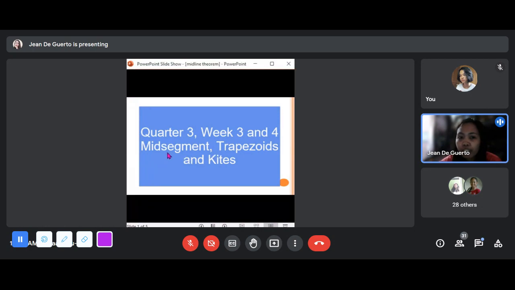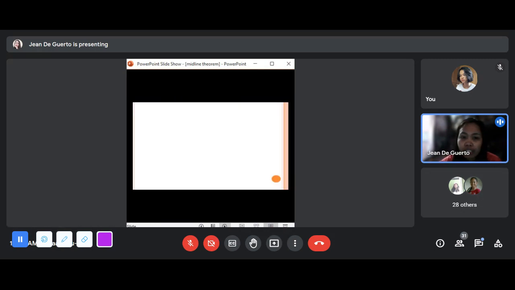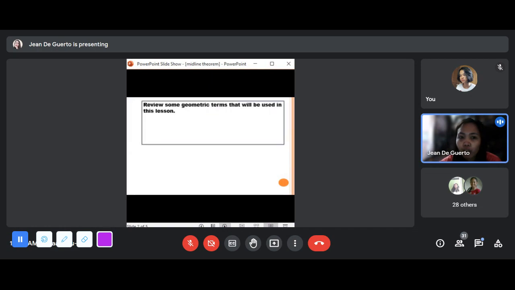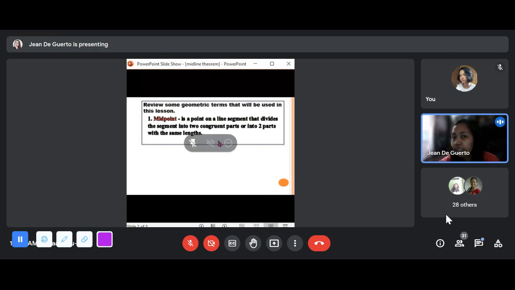So we're going to discuss mid-segment, trapezoids, as well as kite. Okay, so first, let us have a review of the following geometric terms that we need in our discussion. So first, midpoint. Based on the given definition, a midpoint is a point on a line that divides the segment into two congruent parts or into two parts with the same length.